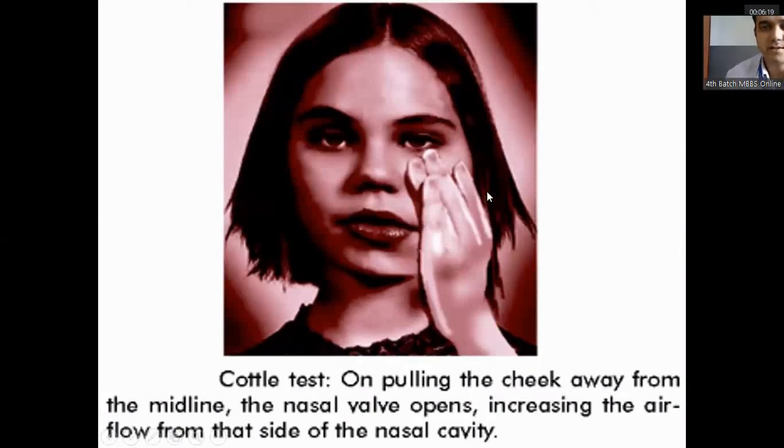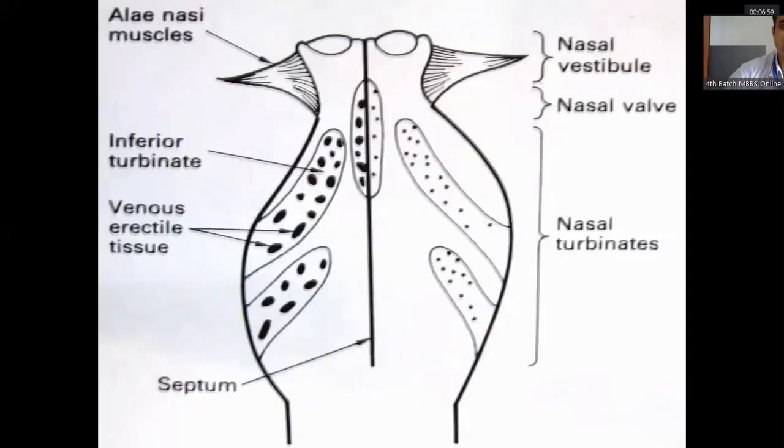Now, this is an important test that you need to know about, the Cottle test. In patients who have DNS, suppose a patient has left-sided DNS, it becomes difficult for him to breathe in through the left nose. And if you pull the skin of the face like this, the patient is able to breathe properly. So, in this case, the Cottle test is positive. Because of the pulling mechanism, the nasal valve area is freed, and there comes some space. So if the Cottle test is positive, you need to know that there is some sort of obstruction in the nasal valve area, and it is mostly due to deviated nasal septum.